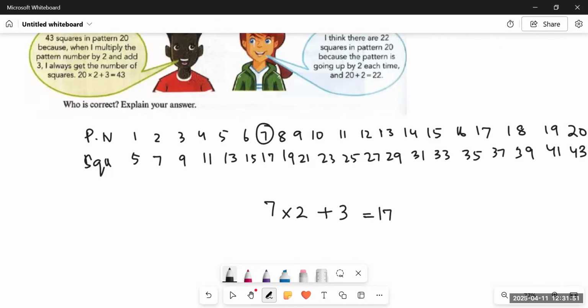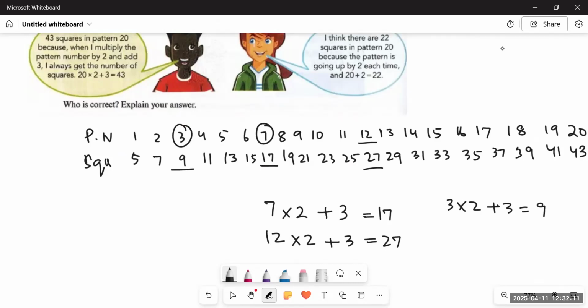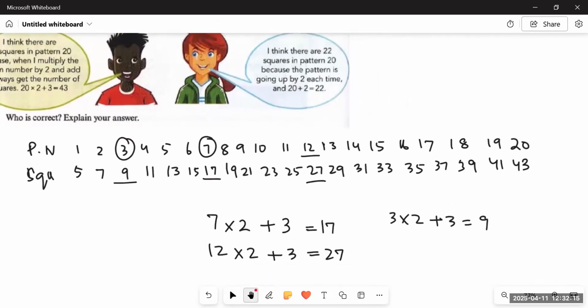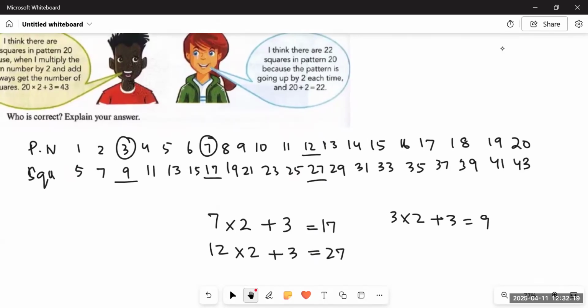Okay, very good. Similarly, let's take 12. So 12 twos are 24. 24 plus 3 is equal to 27. Absolutely correct. Let's take a smaller number, 3. 3 twos are 6. 6 plus 3 is equal to 9 again. So it means he has applied some method and it is applicable for every pattern number and the corresponding number of squares. So that's correct.